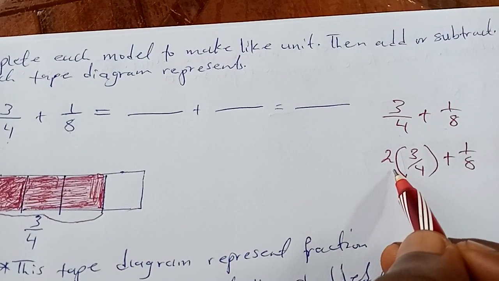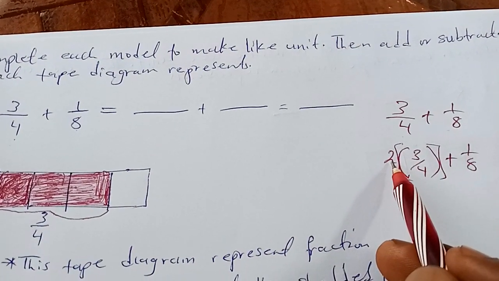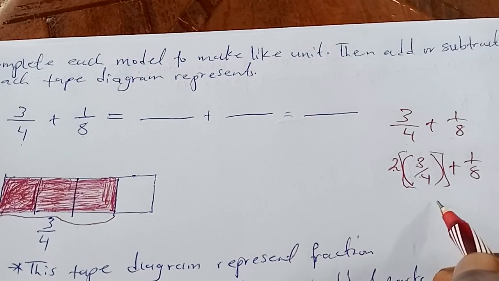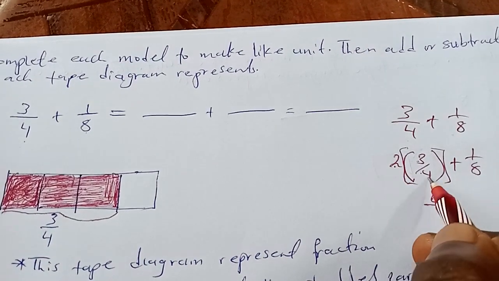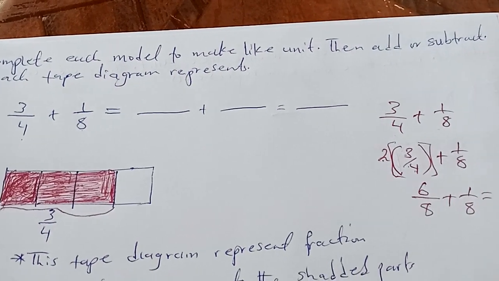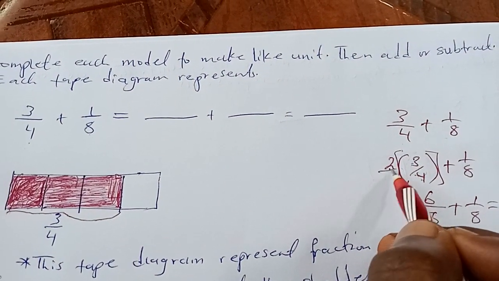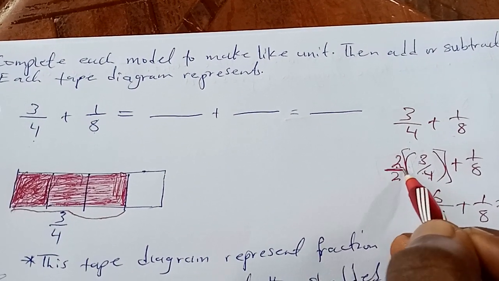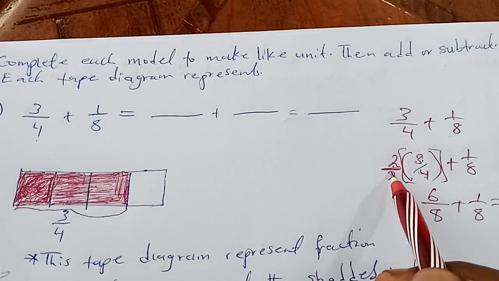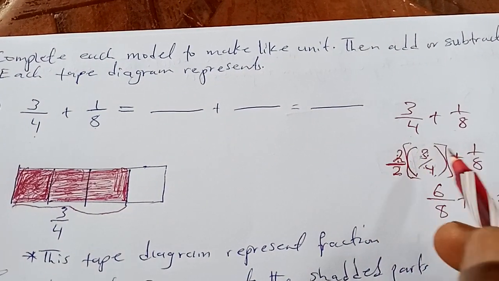Now this 2 is a constant multiplying everything in here. So 2 times 3 is 6, divided by 2 times 4 is 8, plus 1 upon 8. We're taking 2 and multiplying by the numerator, and taking 2 and multiplying by the denominator. So 2 times 3, you get 6.